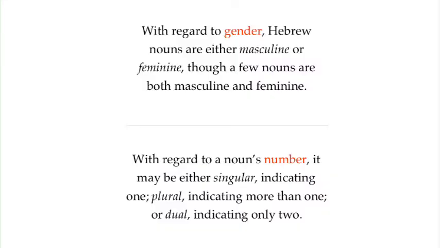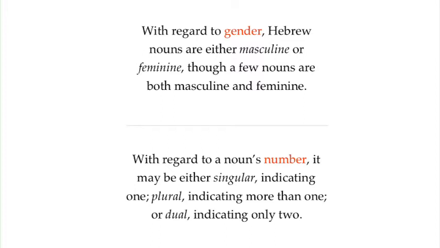All right? Now in Hebrew, a noun has both gender and number. Gender and number. And so let's look at your screen and see what Hebrew has in terms of gender and number. First, with regard to gender, Hebrew nouns are either masculine or feminine, though a few nouns are both masculine and feminine, meaning this way. A Hebrew noun will have one of two genders, masculine or feminine, okay? And they'll always exist in that particular category.